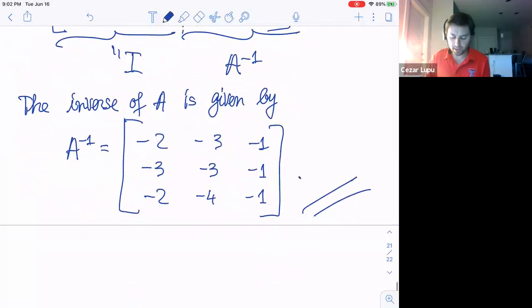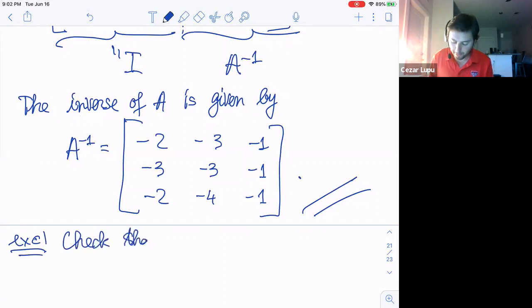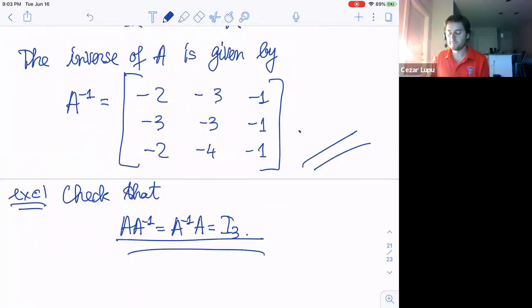I will leave it to you as an exercise to check the final step. Check that A inverse times A is the identity. I will leave it to you as an exercise to do this. You just multiply A by A inverse, just like we previously did for that 2 by 2 matrix.